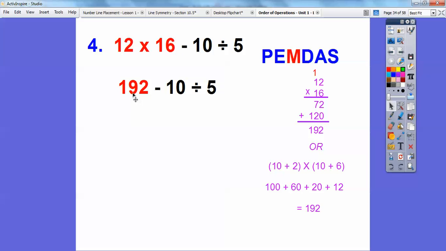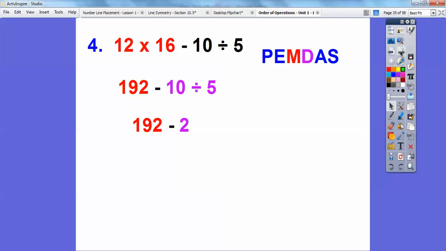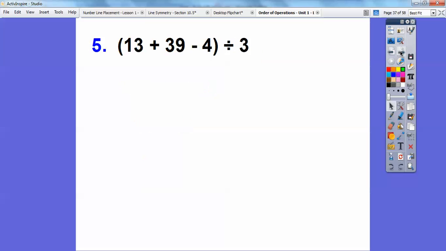Anyways, now I've got to do the division next, because division comes before I can do that subtraction right there. So let's do the division. 10 divided by 5 is 2. And then now I can subtract, and I get 190. Did you get it? All right, how about this guy? Okay, pause it and you try it.